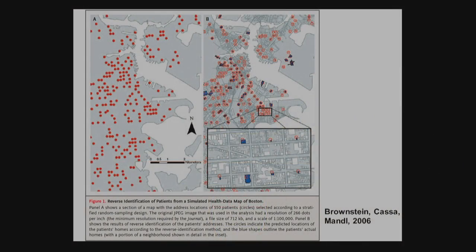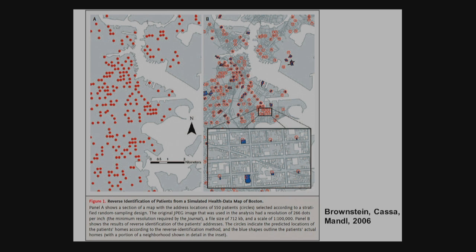And here, just to make the point, is one example. The map on the left was published in a peer-reviewed journal, and this is Boston, and the red dots are locations of patients extracted from medical records in a hospital, okay? So the map was published. As you can see, there are no roads, there are no streets, there are no references other than the boundary of Boston and the points.